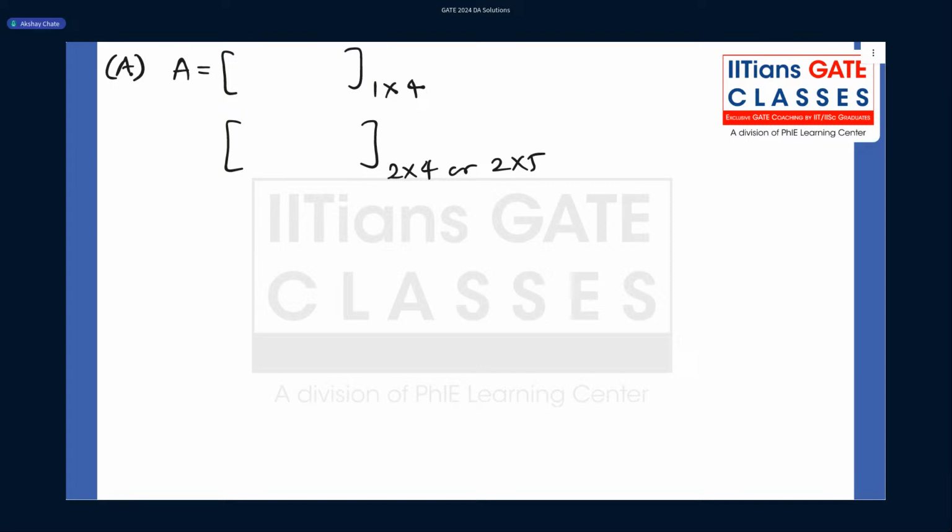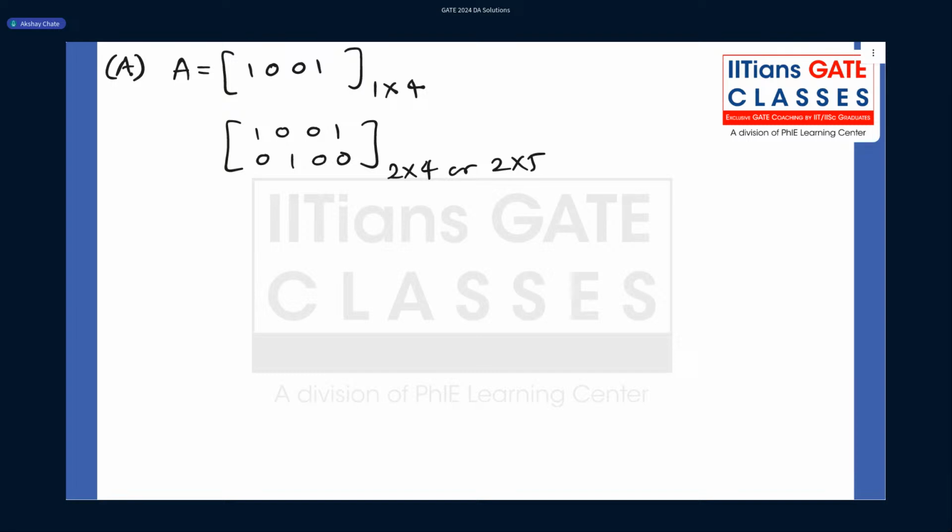What I mean by that is, A can be something like one row, four columns, or A can be 1001 0100. For the sake of simplicity, you can just take 1 and 0, because then your calculations will be easy. That is one way to do this.